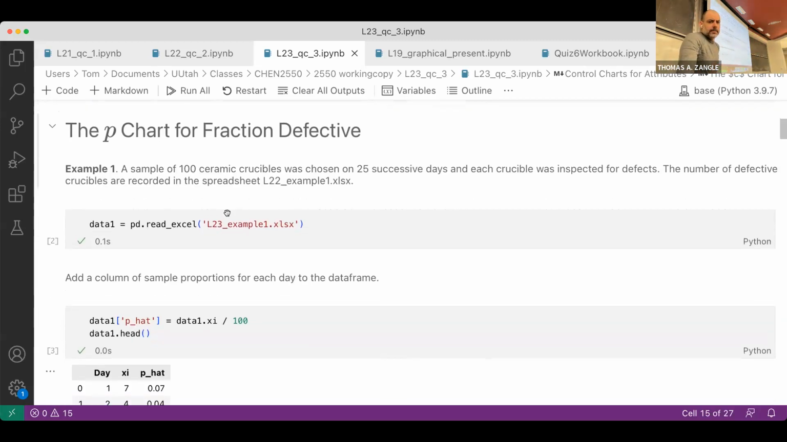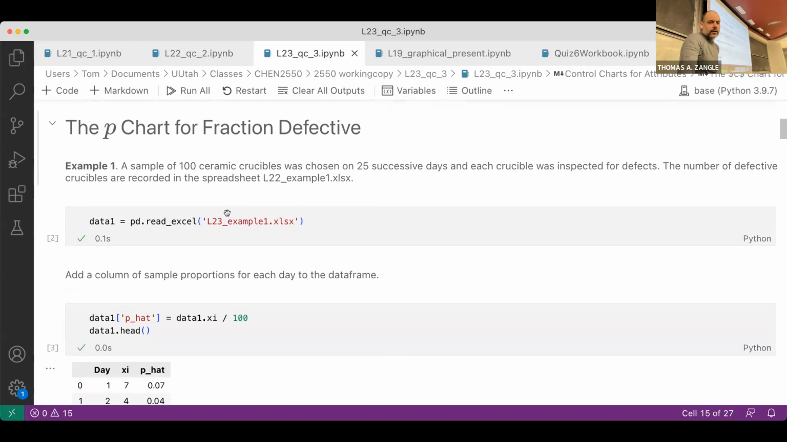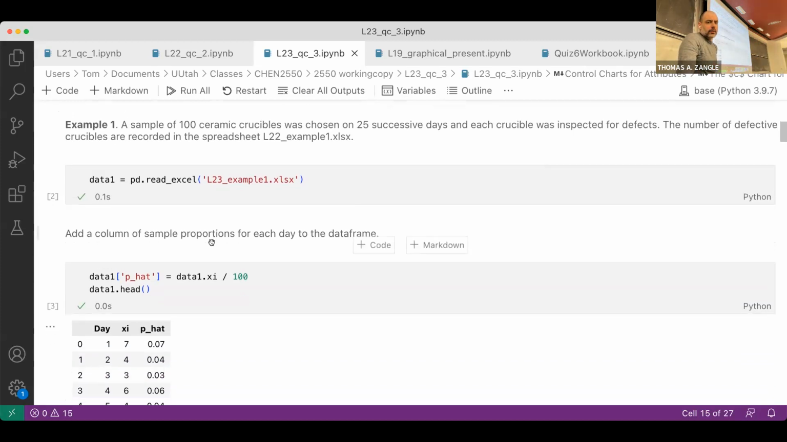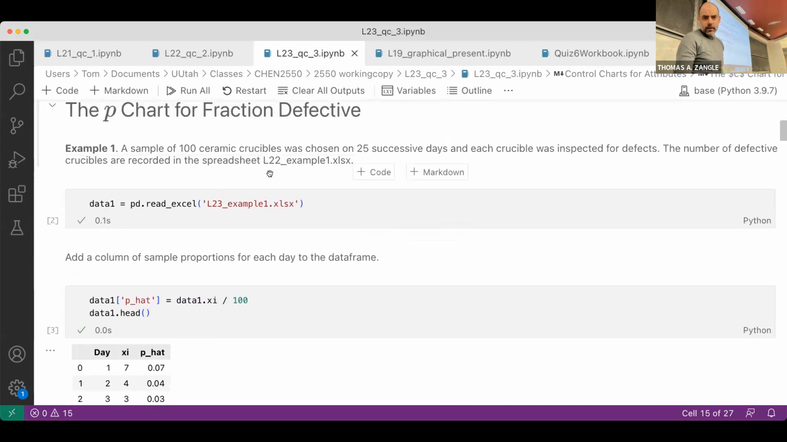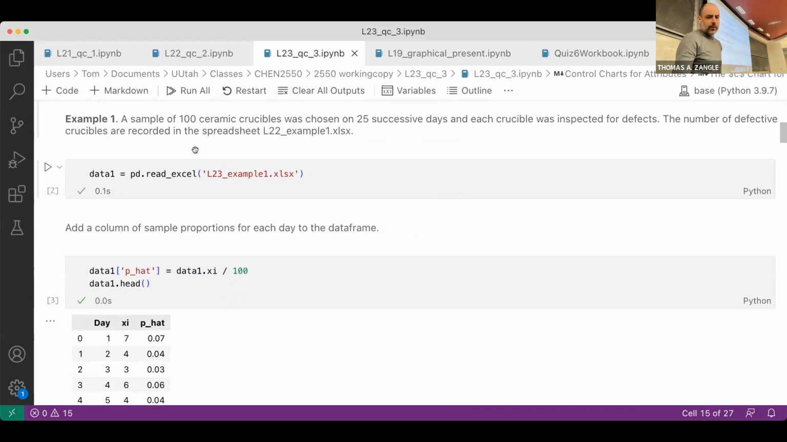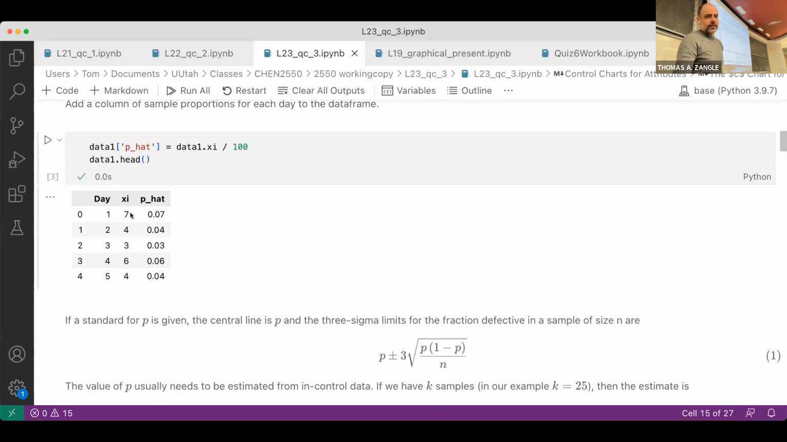Then we're going to look for the proportion, and what we're interested in tracking here is the proportion of defects on any individual day. So we read in that data, and now we're going to compute the proportion that is defective for each individual day. There are 100 in each sample, so the proportion is really just this 7 divided by 100.